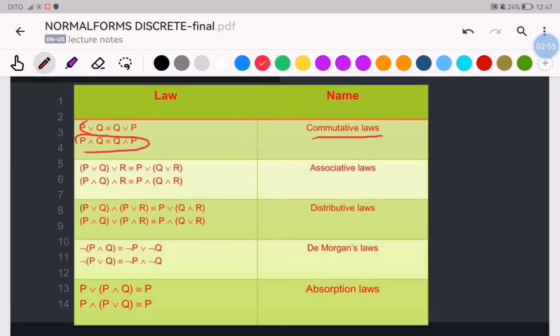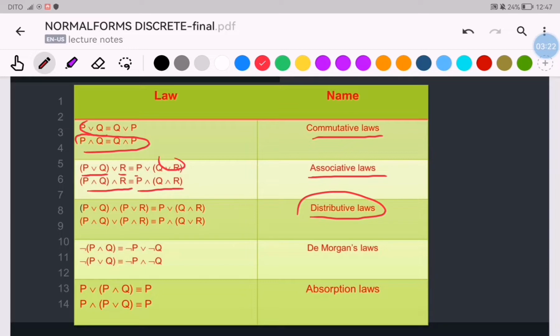Next, how about the associative law? In the associative law, P disjunction (Q disjunction R) is equal to (P disjunction Q) disjunction R. It is the same, and also the same in conjunction. That is the associative law. How about the distributive law?